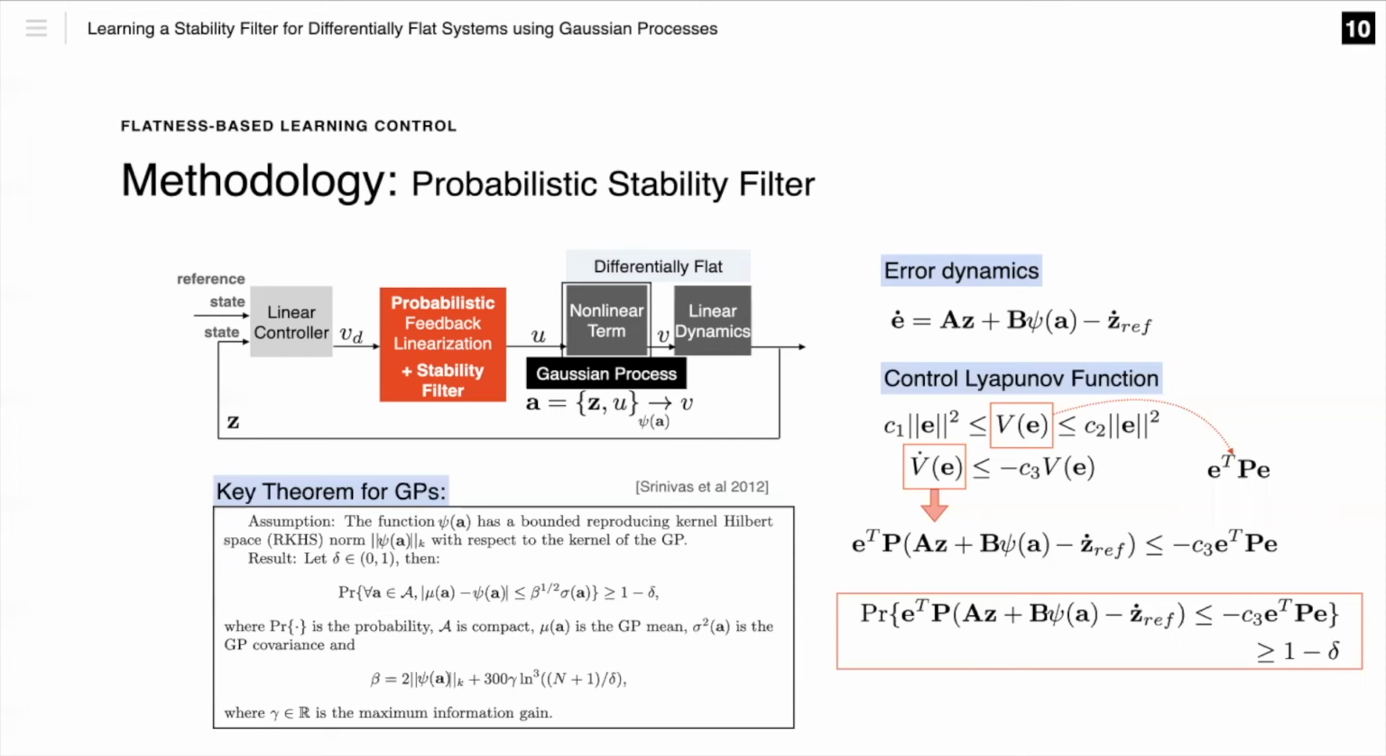We make use of a key theorem for Gaussian processes. And what this theorem says is that under certain conditions, our function psi of A is bounded based on the mean and the covariance of the Gaussian process. And so what this allows us to do is to rewrite this condition in terms of the predicted mean and covariance of the Gaussian process.